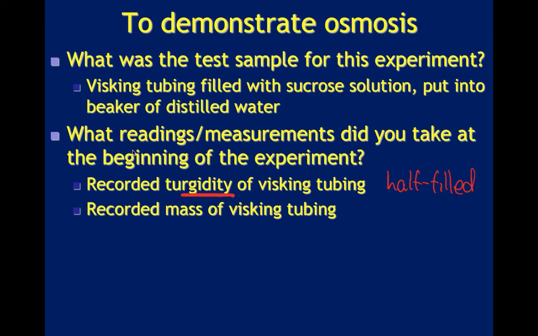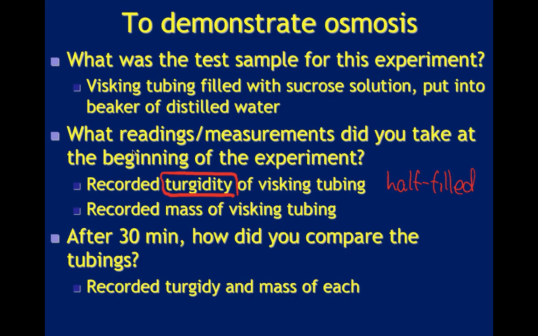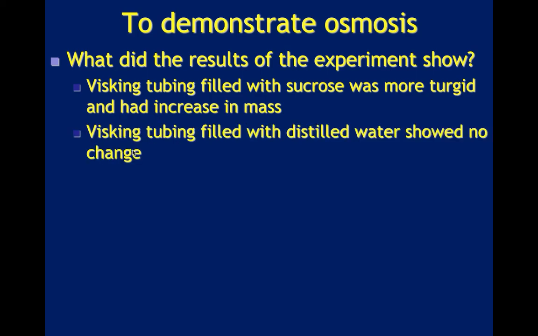And again, I can't reiterate how important this word is. So the mass, obviously you're using your balance, and then afterwards we compare both the turgidity and the mass of each, and the results show the visking tubing filled with sucrose was more turgid and had an increase in mass, whereas the visking tube filled with distilled water showed no change.